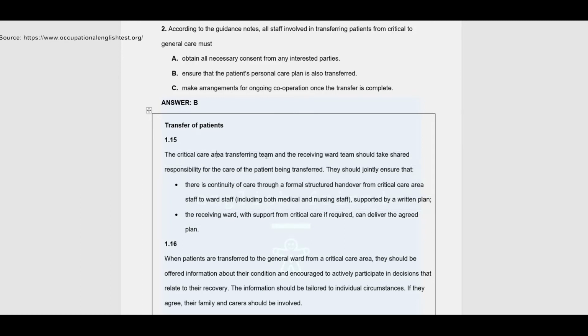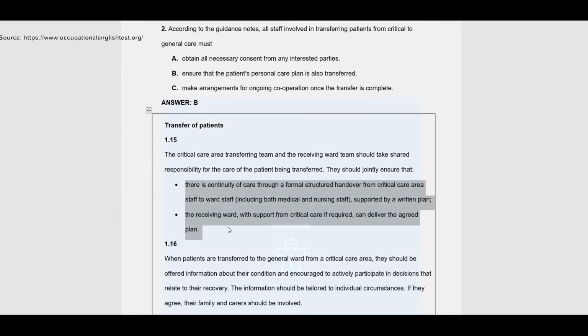The critical care area transferring team and the receiving ward team should take shared responsibility for the care of patient being transferred. They should jointly ensure that there is continuity of care through a formal structure handover from critical care area staff to ward staff, including both medical and nursing staff, supported by a written plan. The receiving ward, with support from clinical care if required, can deliver the agreed plan.